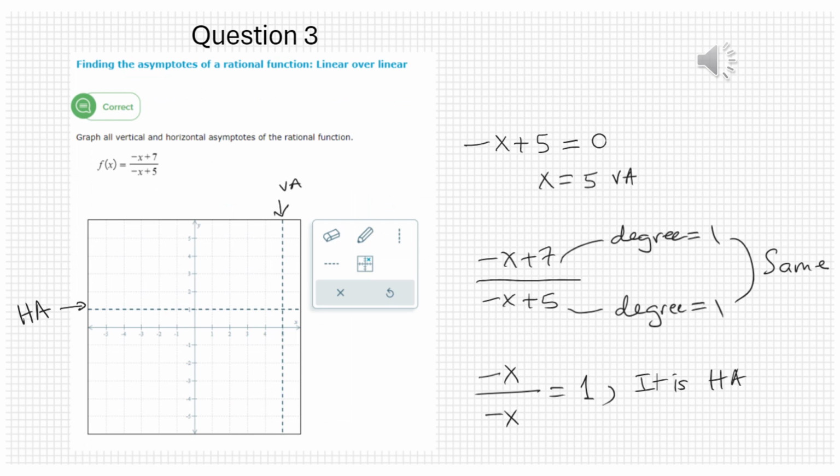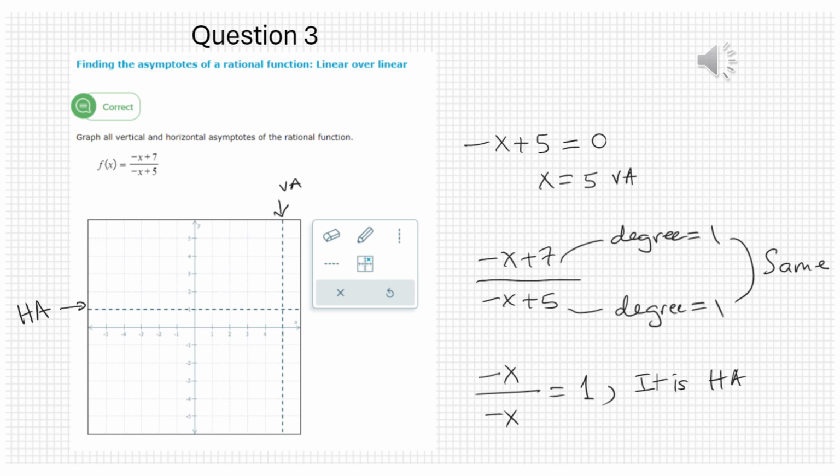Okay, question 3 is similar. In order to find the vertical asymptote, you take the polynomial in the denominator, which is -x plus 5. You force it to be equal to 0. And the solution for this elementary linear equation is x equals 5. And this is our vertical asymptote, and you plot that.